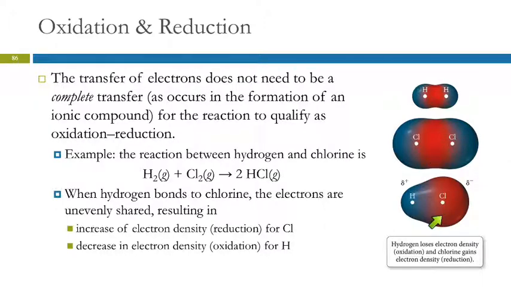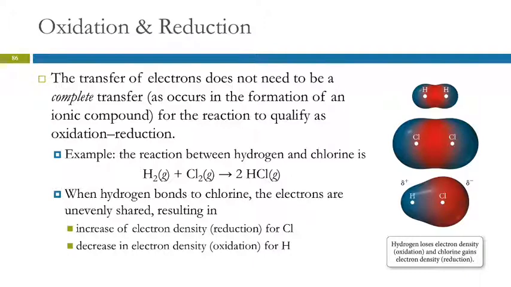When these react and form hydrogen chloride molecules, the chlorine has a stronger attraction for the electrons. It tends to hog the blankets. If these two are sharing a bed, the chlorine is hogging the blankets, and hydrogen's kind of left out in the cold. So hydrogen, this end of the molecule, is going to have a slight positive charge, and the chlorine end is going to have a slight negative charge. Not enough that it's actually ions, but it's a charge imbalance. And so electron density has been moved from the hydrogen to the chlorine. So it's a partial electron transfer.